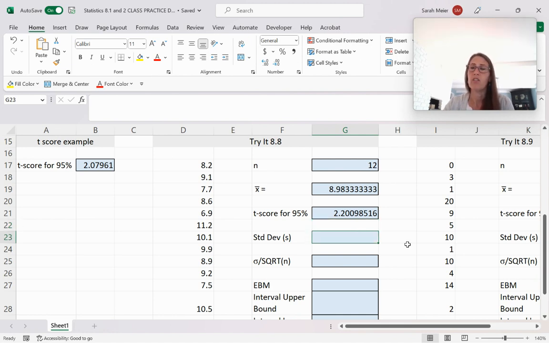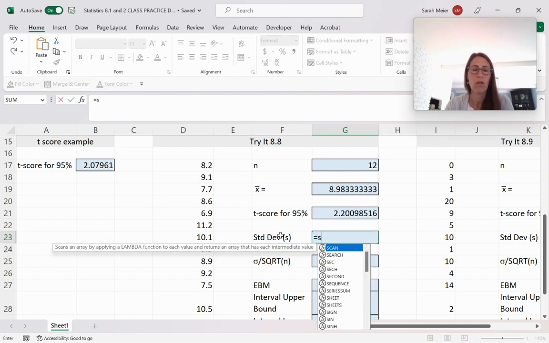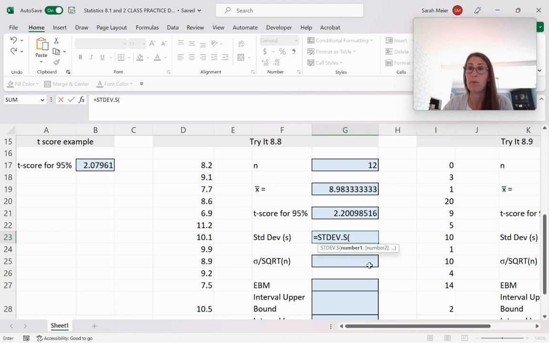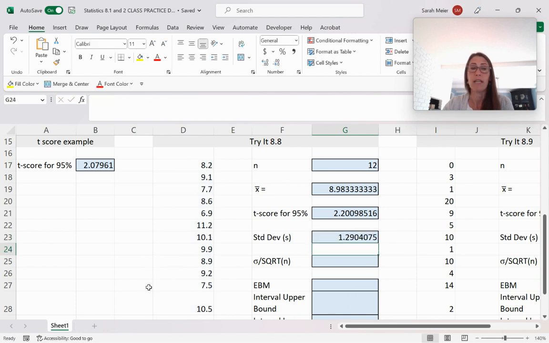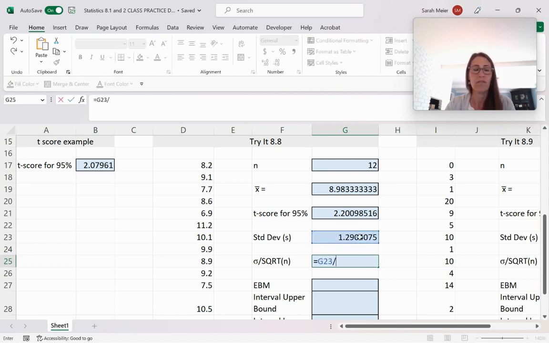Our standard deviation, S, is the sample standard deviation. Remember, when we do our standard deviation, we have a couple of different options. Make sure you pick the sample standard deviation formula and then highlight your data. That tells us the sample standard deviation for this sample. Now we're going to calculate that standard deviation divided by the square root of our sample size, which again is 12. You can type in 12 or you can reference your cell, whatever you want to do.